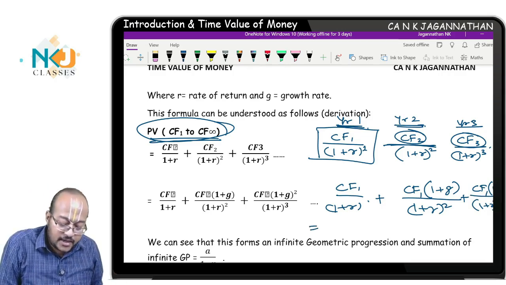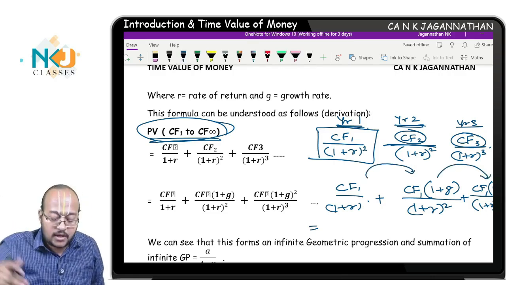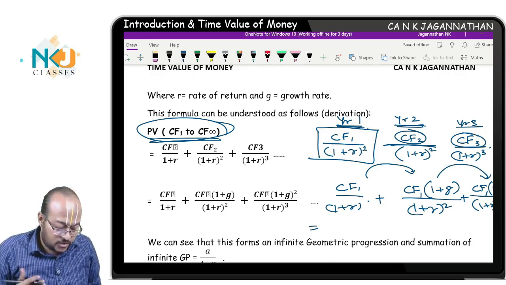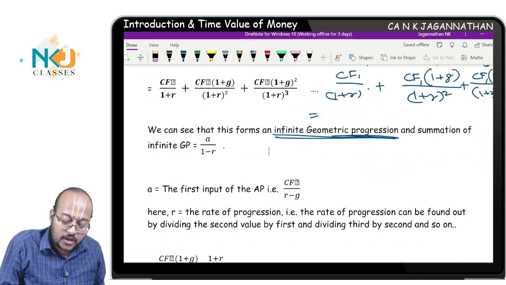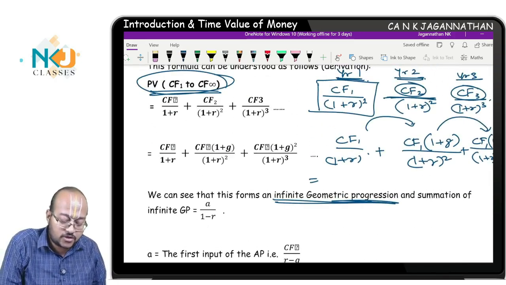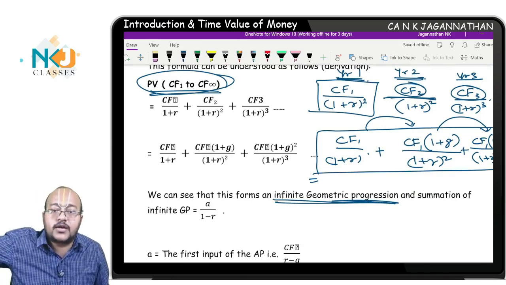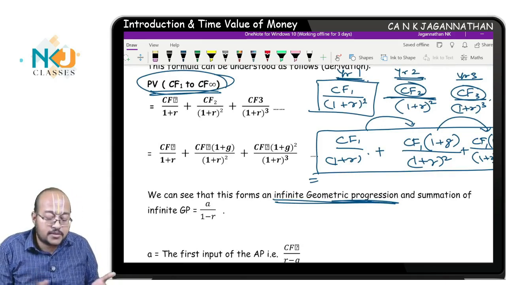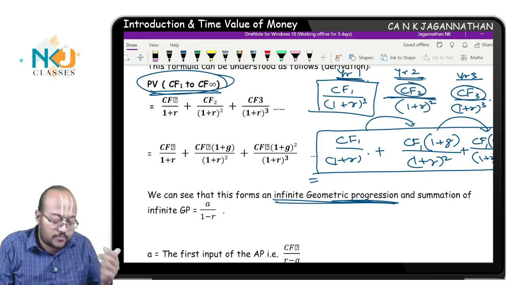So what it means, if you notice, there is a geometrical progression going on. Like this I can summarize. Correct? So we can see that this forms an infinite geometrical progression. We need to find summation of all these, the present value of cash flow 1 to cash flow infinity. If you want to find the present value, obviously these are all forming a geometric progression, so we need the summation of this geometrical progression.